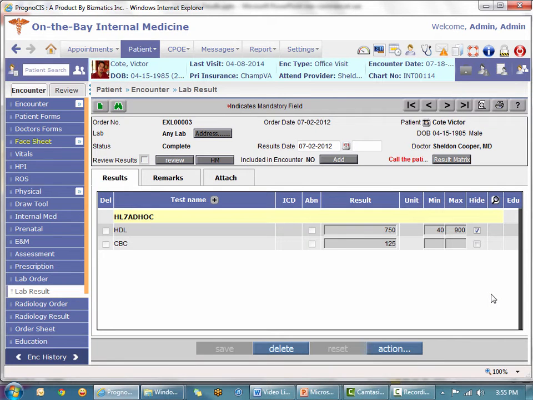Now, as we go into prognosis, I have opened up Victor Cote's chart, and we're already looking at his lab results. Now, here's a quick example where there was a lab test for cholesterol and a CBC. And if you notice in the results, they are numerically recorded. This particular one is considered compliant.